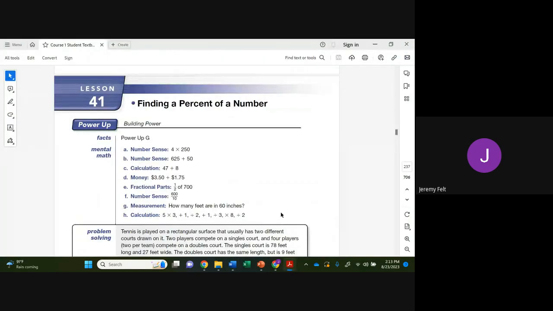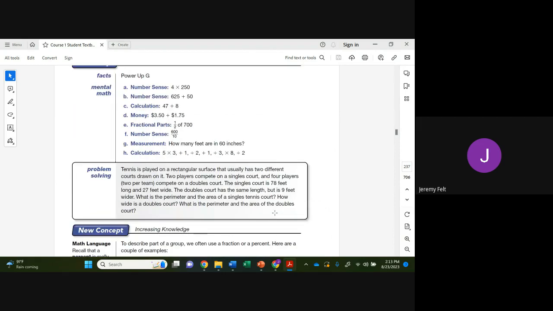Okay, so lesson 41, we are finding a percent of a number. Remember, we've talked about how we can work from fractions to decimals to percents and bounce back and forth between all of those three. So today we're finding percent of a number.